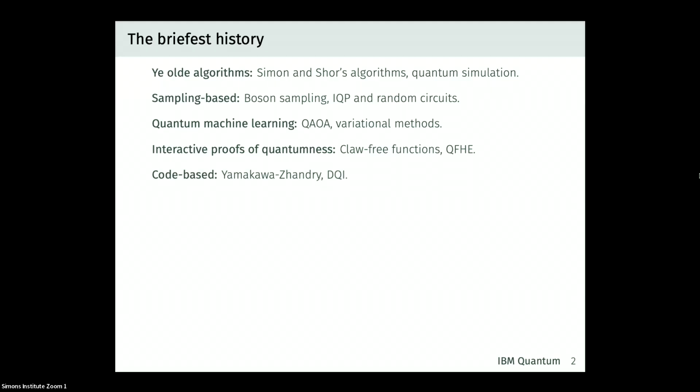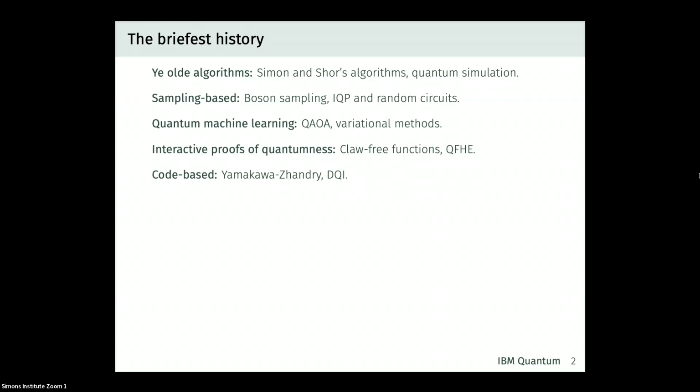And now, even more recently, there have been these, I call them code-based approaches. So one was this Yamakawa-Zhandry algorithm, which relies on duality properties of certain error-correcting codes. And more recently, there's been another version of this called decoded quantum interferometry from the Google group, which seems like it might be able to solve certain optimization problems.